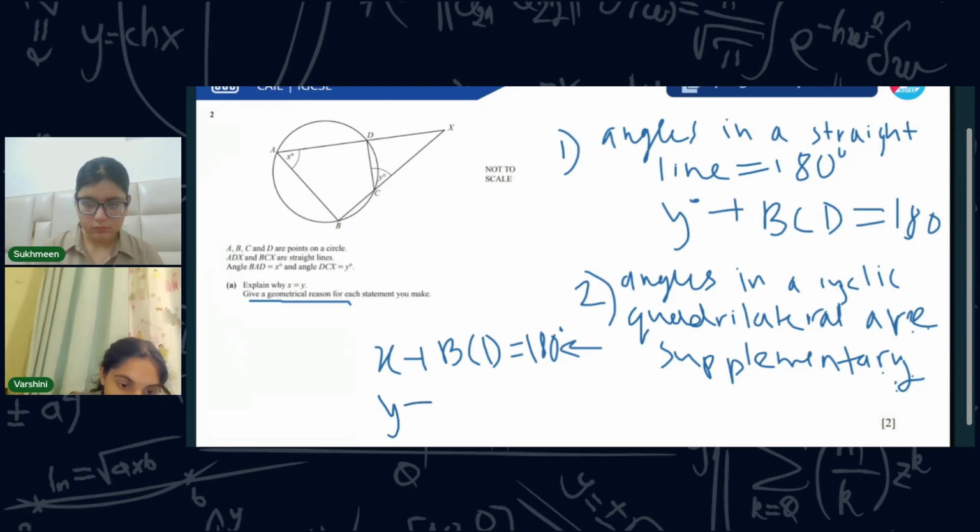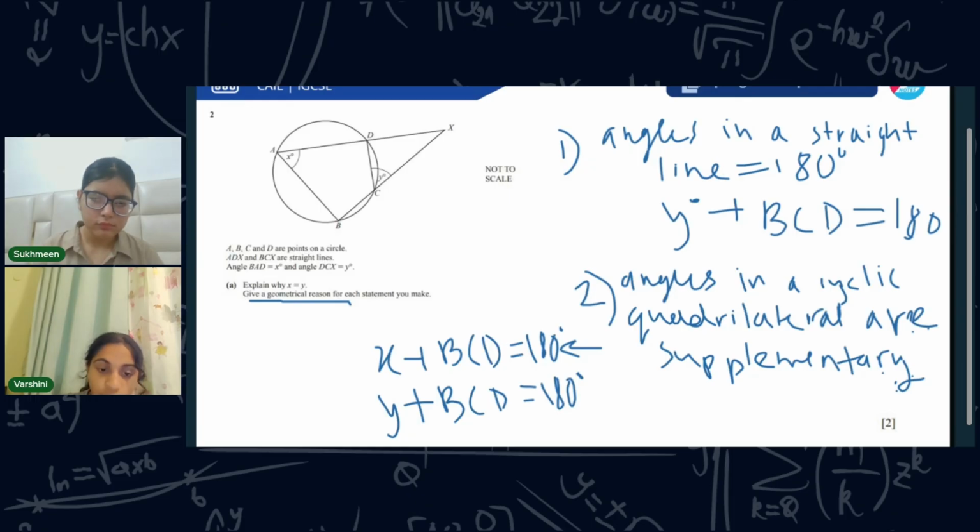So we can write it like here. Since both of these are the same, these two also have to be equal to the same thing. If you don't understand it this way, you can move BCD to the other side of the equation, and then you would get that x equals 180 minus BCD and y equals 180 minus BCD. And so hence x has to be equal to y.